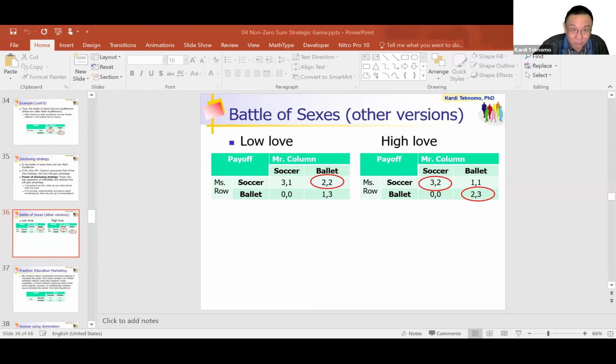Say if you choose different numbers here, this is the NAS equilibrium. Okay, this is called low love, and this is high love. So based on the value, my question: can you find this NAS equilibrium? Yes or no? And can you practice the probabilities, high love and low love?